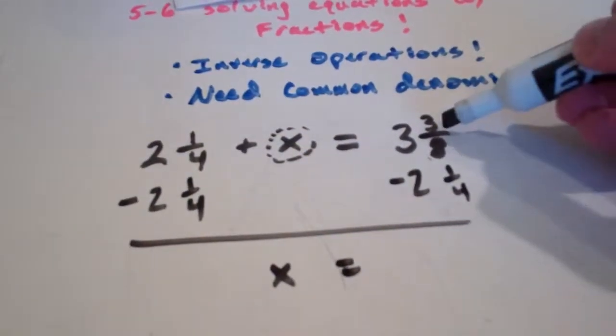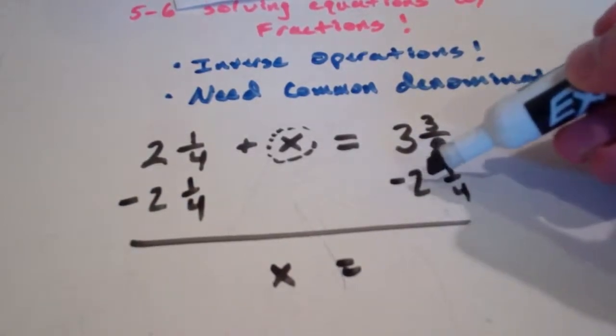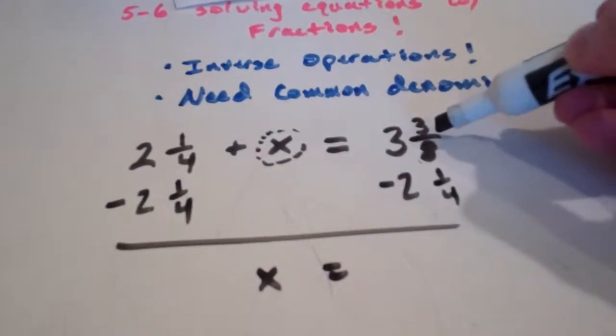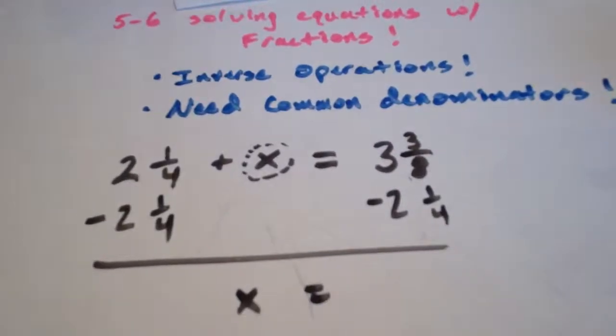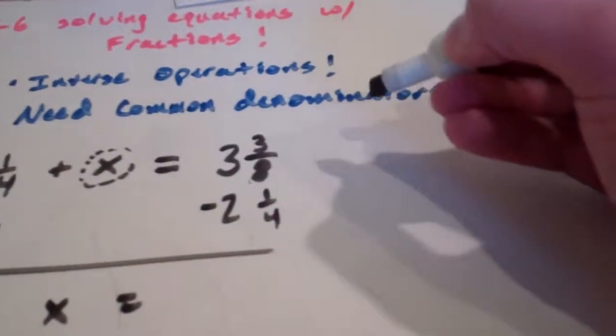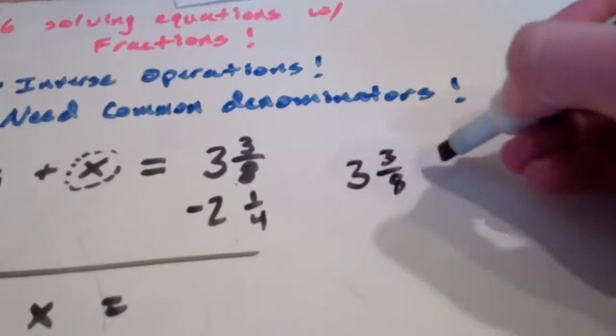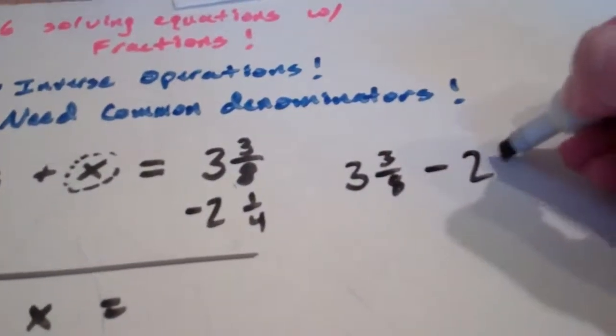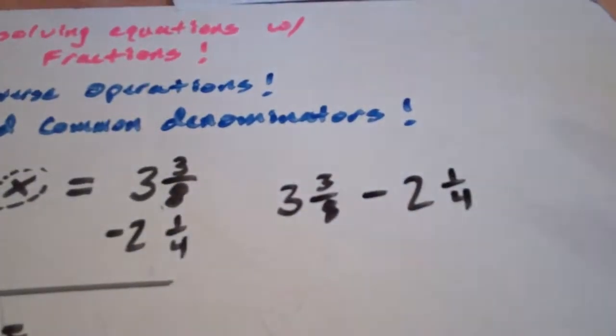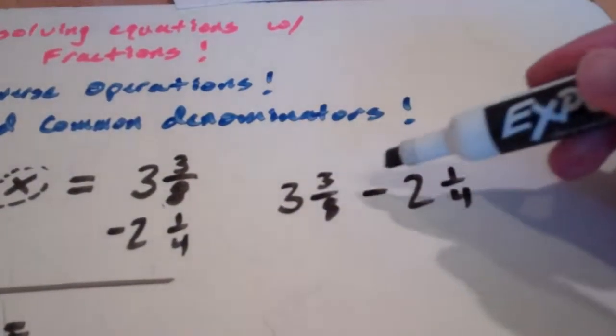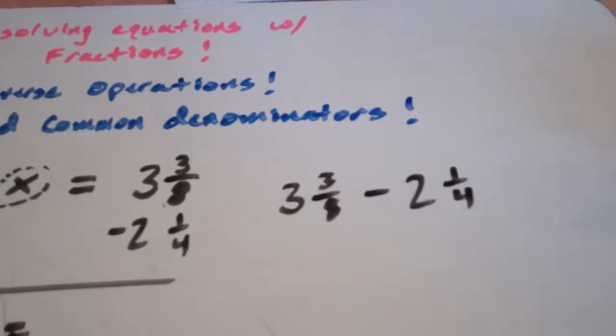And then I need to combine 3 3/8 minus 2 1/4. Now, I can't really combine these when they're stacked on top of each other. So I'm going to just write it to the side. And I'm going to write 3 3/8 minus 2 1/4. Now, when we are combining these two mixed numbers, we need to first make them improper.